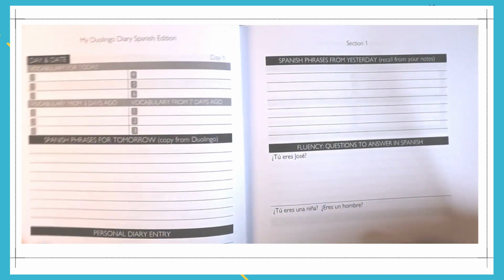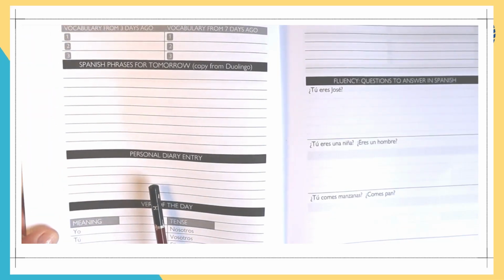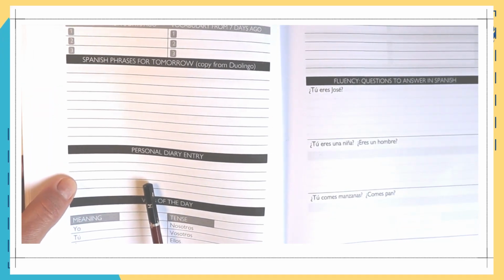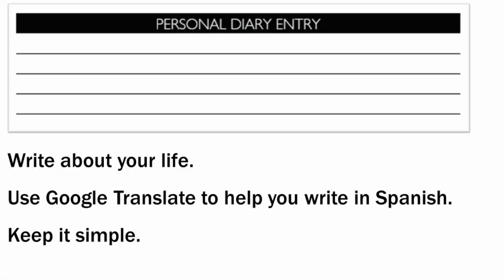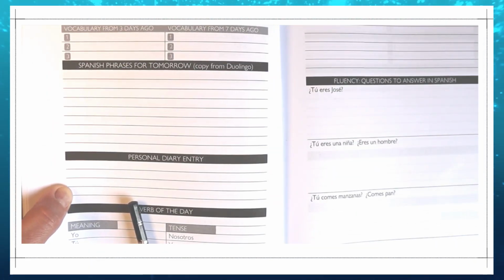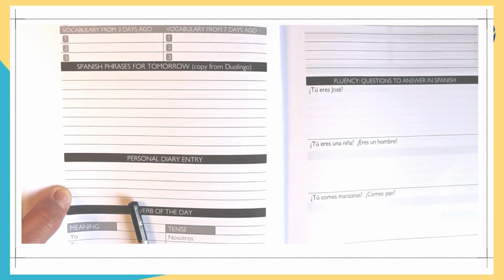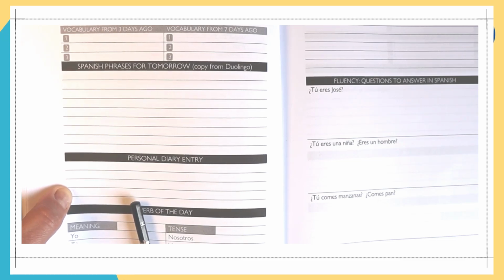Your personal diary entry, I want you to write whatever's personal to you. It could be what your shopping list is. It could be what you plan to do today. It could be the weather. It could be your thoughts about the people in your life or about yourself.